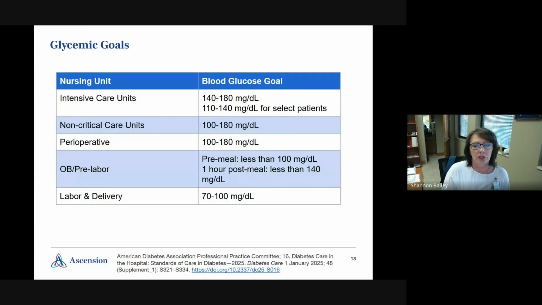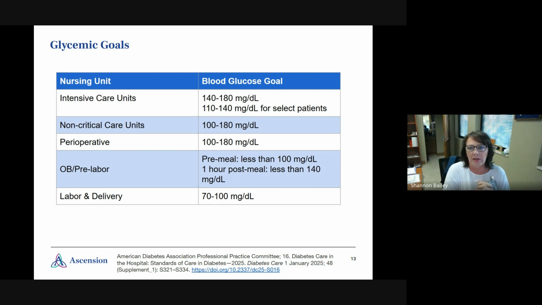So let's talk inpatient glycemic control. So what are the targets? This has kind of been a moving thing over the last decade. We thought we needed to get blood sugar really tightly controlled, but we quickly found out that's not the case. You can see here that what we're aiming to do is get blood sugars in the non-critical care units anywhere from 100 to 180. Perioperative, the same, and basically 140 to 180 for critically ill patients.